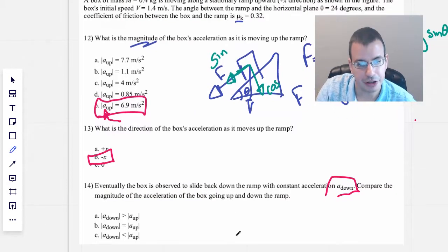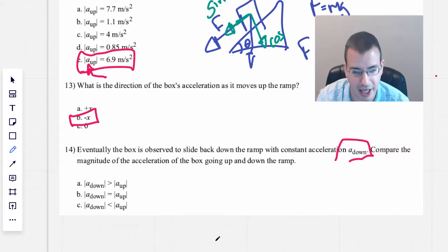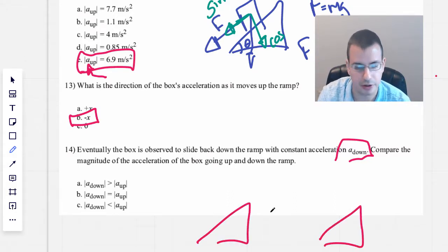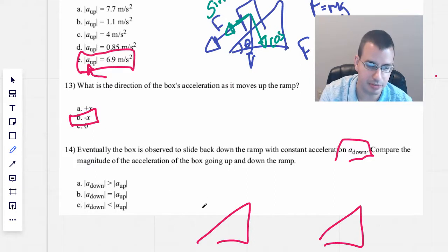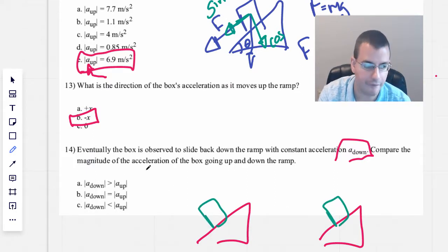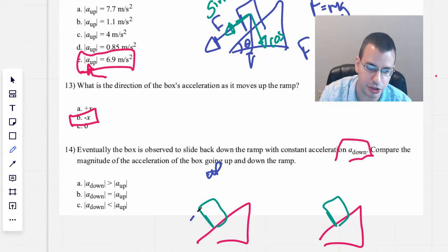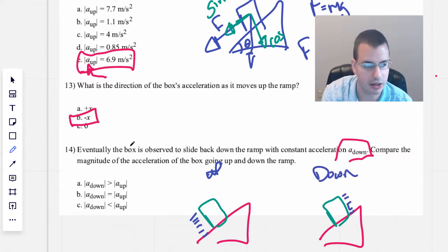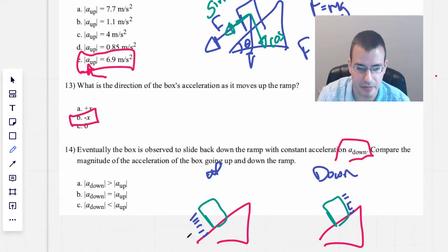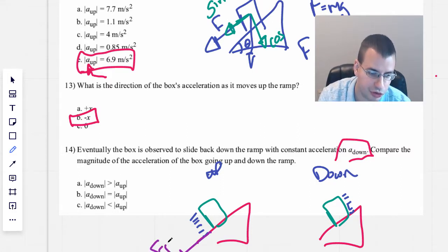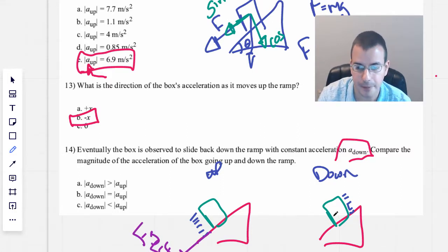Okay, so this is a key point here. We have two ramps, two boxes. The box is moving upward, so I'll draw some motion lines going that way. This is the box moving down, motion lines going that way. So when it's moving up, we have force of friction and force of gravity. And when we have it moving down, we have force of friction and force of gravity.